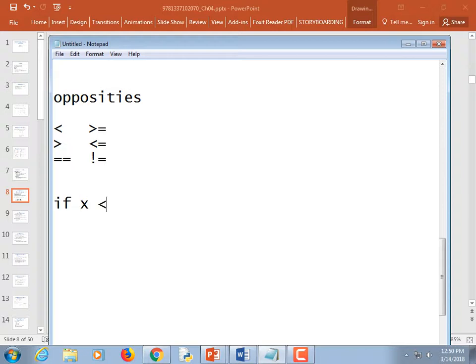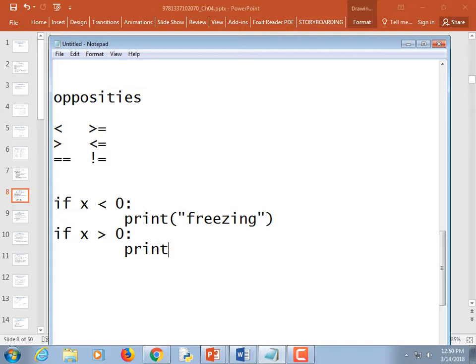That's why if you do something like this, if x is less than 0, print freezing. Right? And then if you do if x is greater than 0, print not freezing. That won't cover the case if it is equal to 0. If it is equal to 0, what's it going to print? Did I hear somebody say nothing? Hope so. Because that's what it's going to do, is nothing. Because if x is equal to 0, is 0 less than 0? No. Is 0 greater than 0? No. So it's not going to either print freezing or not freezing. And maybe that's what you want, but usually it's not.